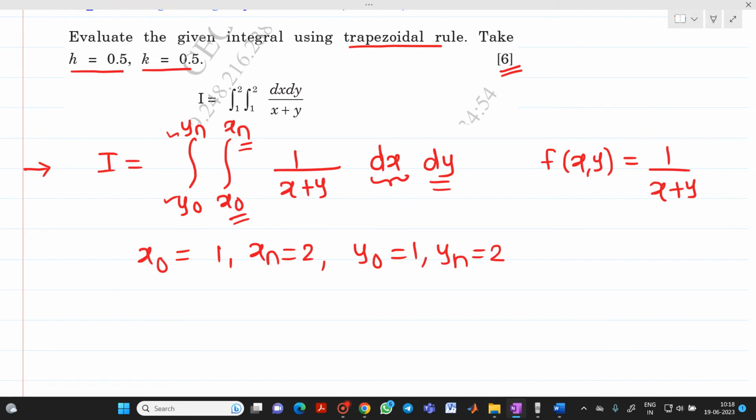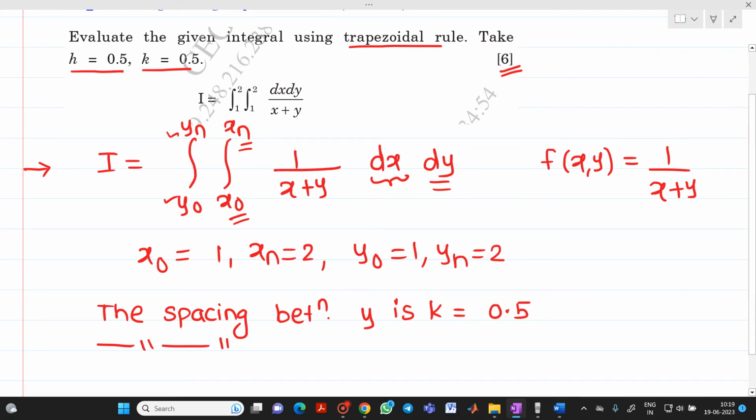Now h and k values have been given, so I will write it as the spacing between y is k. So it is denoted by k. K will be equal to 0.5. Similarly, the spacing between x is h, which will be equal to 0.5.